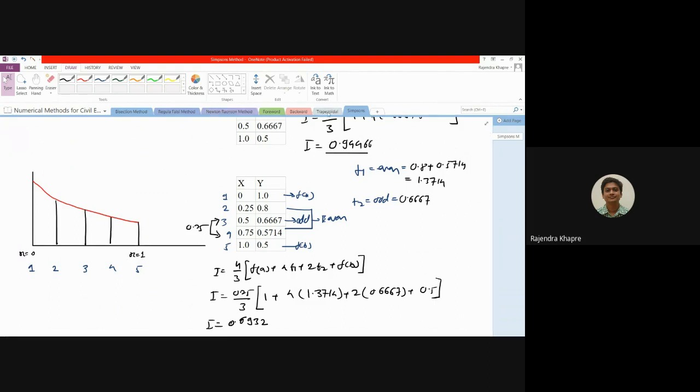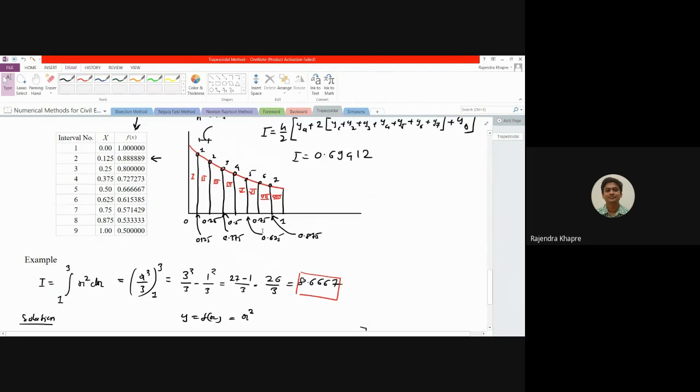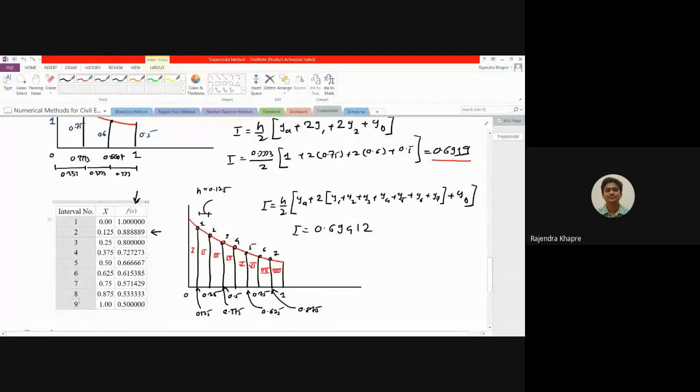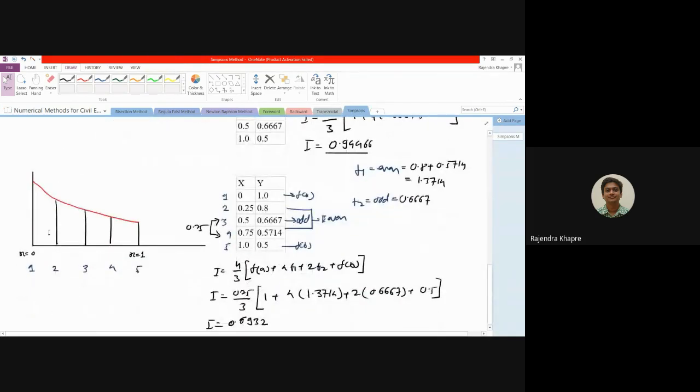As far as your trapezoidal method is concerned, if you refer to the earlier notes, we have taken roughly 9 intervals. With those 9 intervals the value of I which we obtained was 0.6941. So even after taking 9 intervals, the accuracy of the solution is not that much. But as far as Simpson's method is concerned, we have taken only 4 intervals, and with those 4 intervals we have got a value which is very very close to the actual solution. So this means Simpson's method has more accuracy than the trapezoidal method. I hope this is clear to everybody.